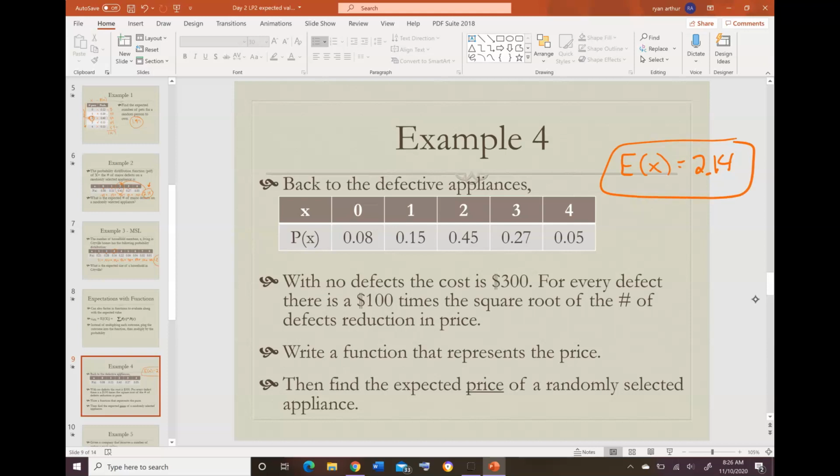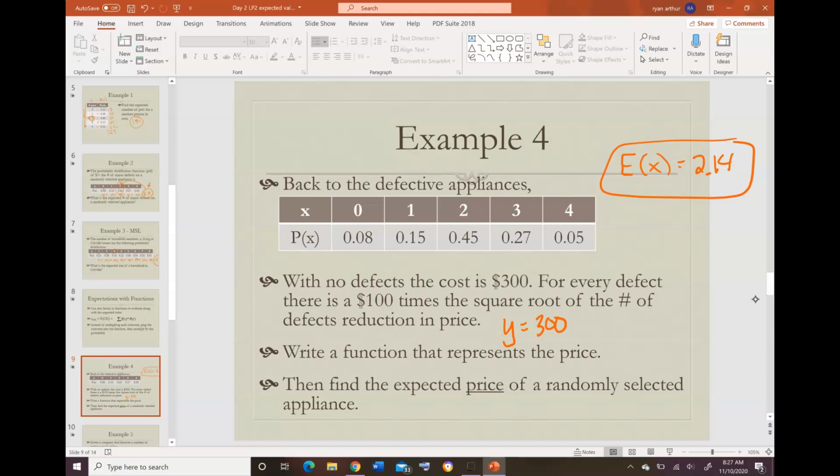Now, it says with no defects. So you remember back in Math 1 how you created a function given a scenario? This is exactly what we're doing right now, okay? So it says with no defects, the cost is $300. So that says with no defects, you're going to pay $300. So am I multiplying that $300 by anything? No. I am flat out saying no matter if you have defects or not, you're paying $300, okay?